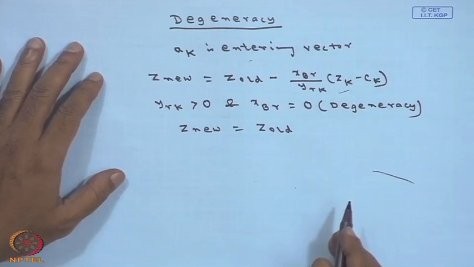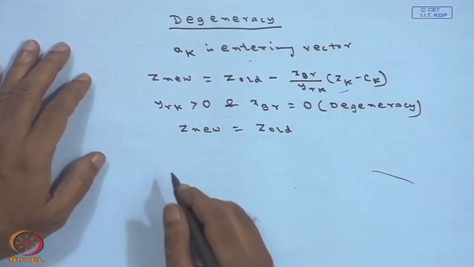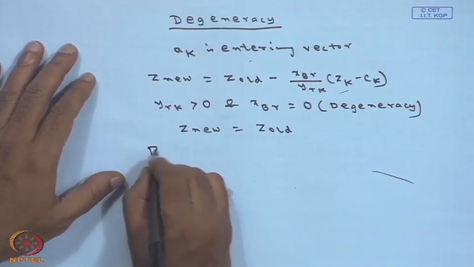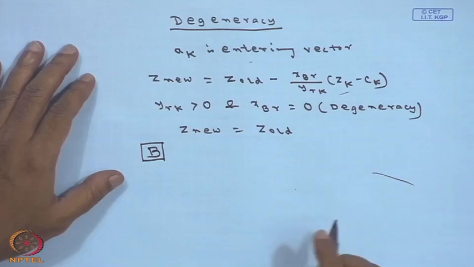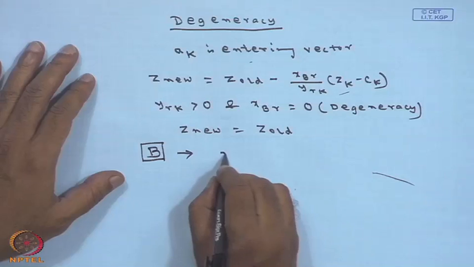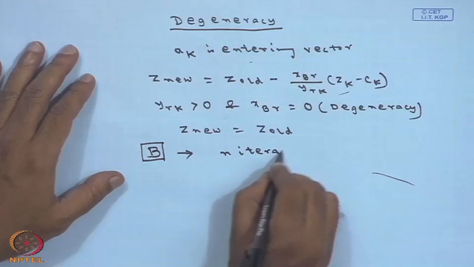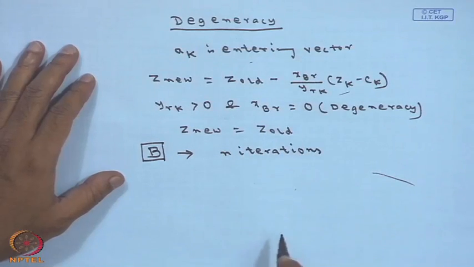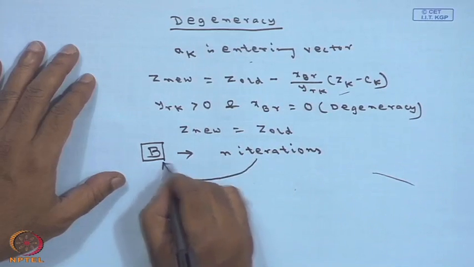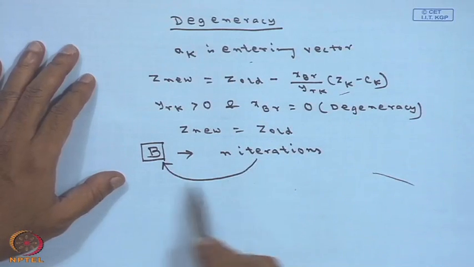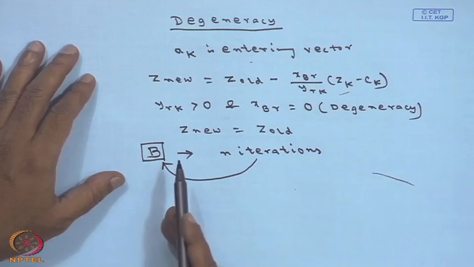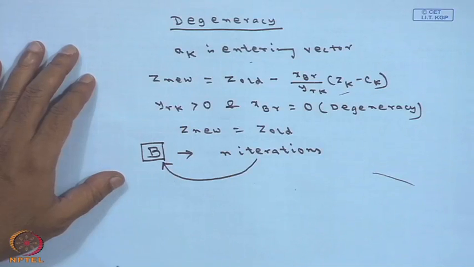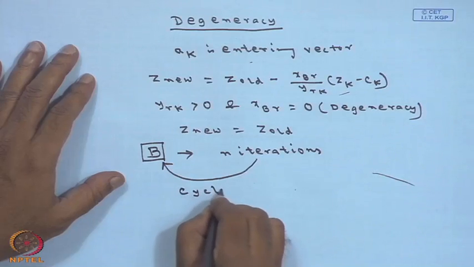So, what is happening is that we start with a degenerate basis b in some iteration. Then you go on doing iterations, and after n iterations you come back to the same basis b. That is, after n iterations you come back to the old table, the old basis. This particular repetition of the tables we call cycling.